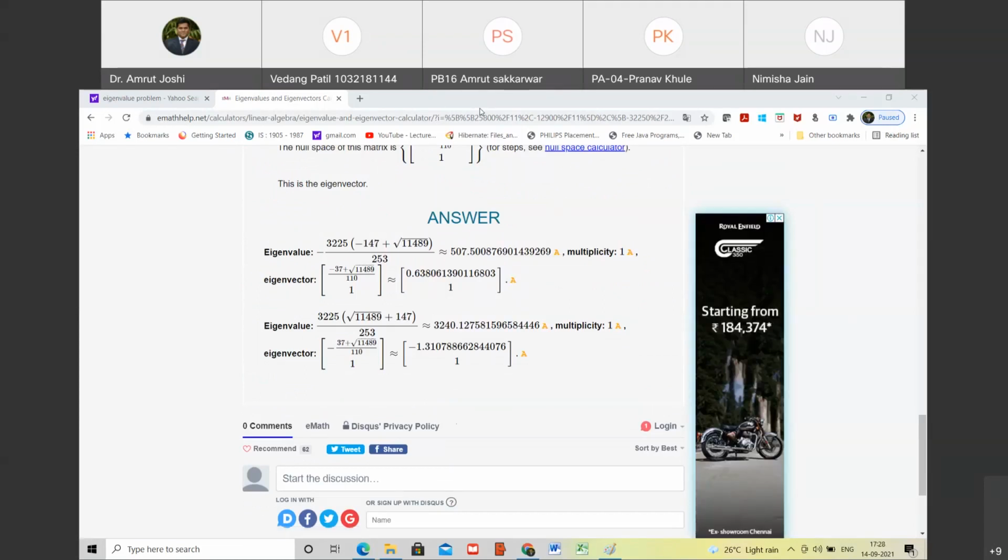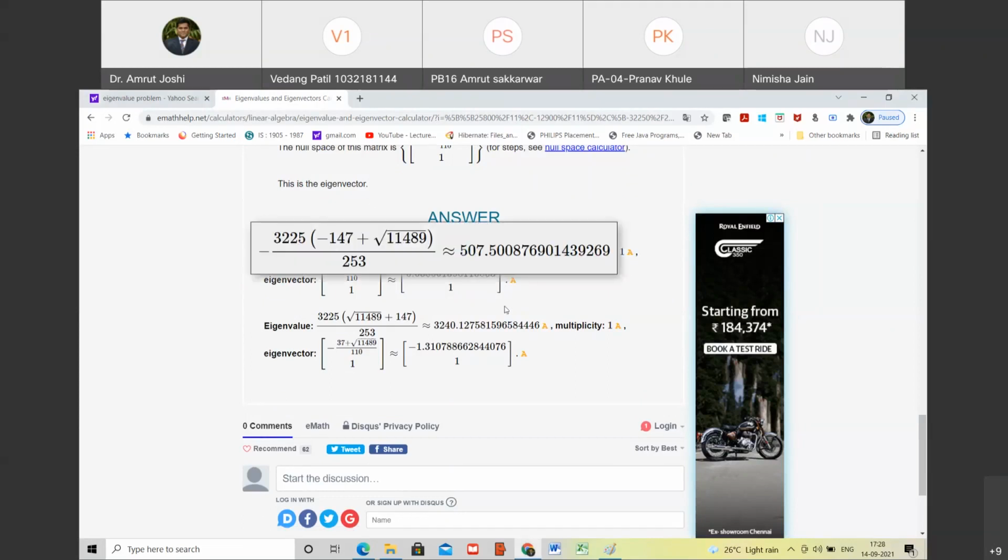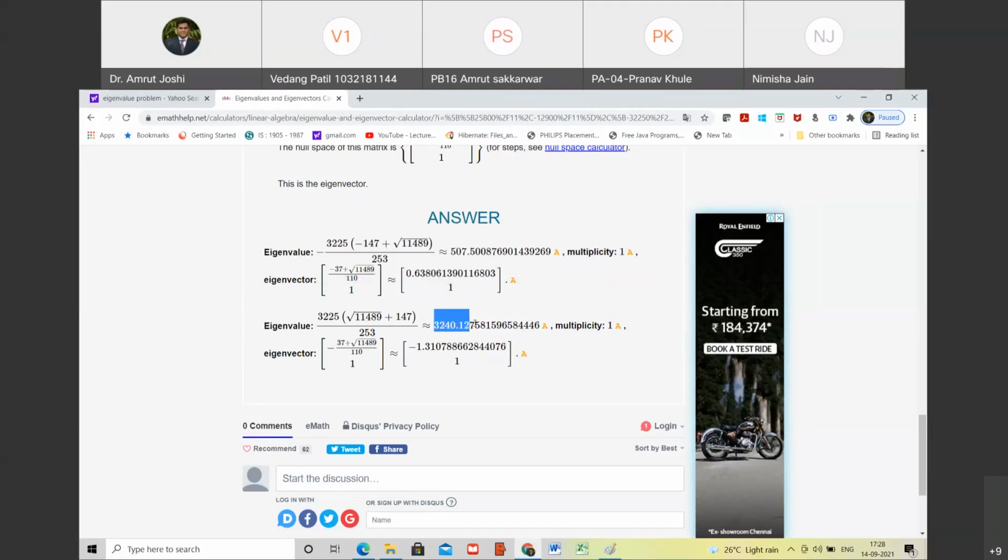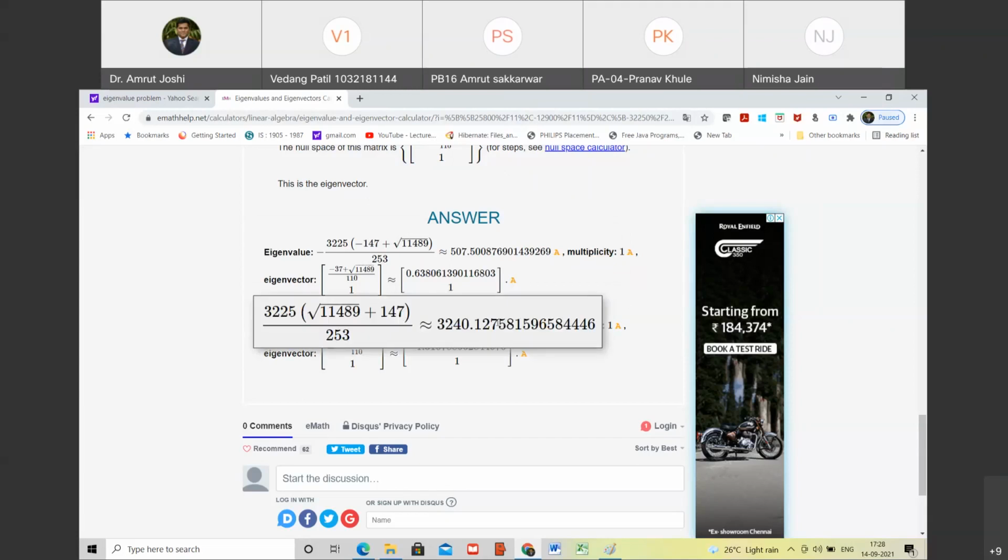Okay, I'm back. So eigenvectors and eigenvalues. What is the first eigenvalue? The first eigenvalue is 507.5. The second eigenvalue is 3240.12. The first observation is that the eigenvalues of this matrix have turned out to be real numbers, not complex. In general, eigenvalues can be real or complex, but here they are real. And what are the eigenvectors corresponding to these eigenvalues?